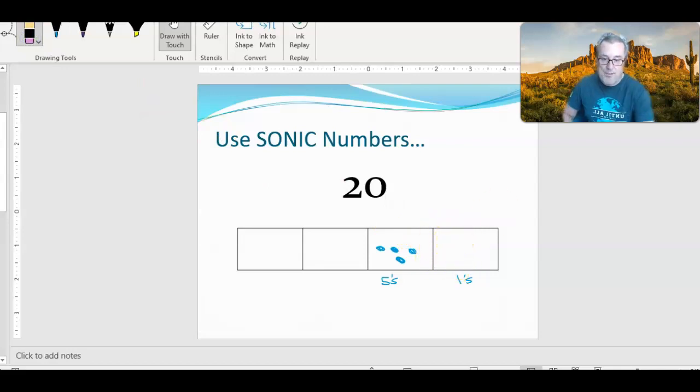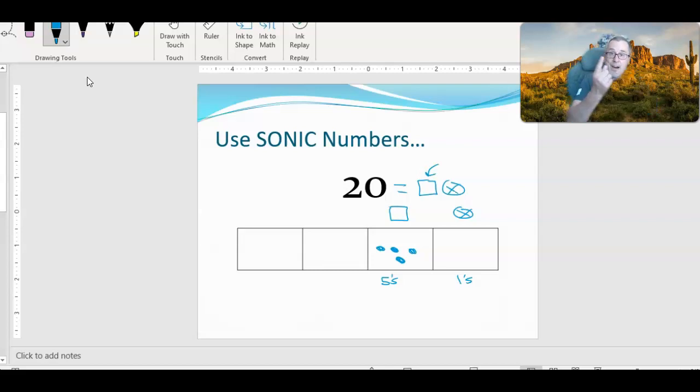And what do we have in terms of our number? We have 4, but not literally 4. These are 4 bundles of 5 followed by no singles. And so in the sonic number system, the number 20 would be 4 followed by a 0, because 4 bundles of 5: 5, 10, 15, 20. 4 bundles of 5 is indeed 20.